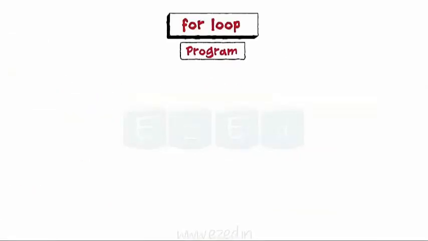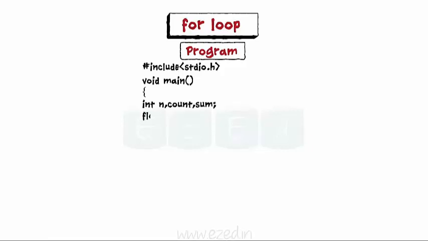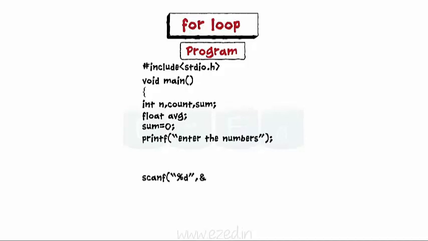Let's write a program illustrating the use of the for loop. This program finds the average of 5 numbers. Let's declare the main function. The variables: n, which stores the numbers, sum is used to maintain the summation, and count is used as the counter variable. Ask the user to enter the numbers and store each value in the variable n.